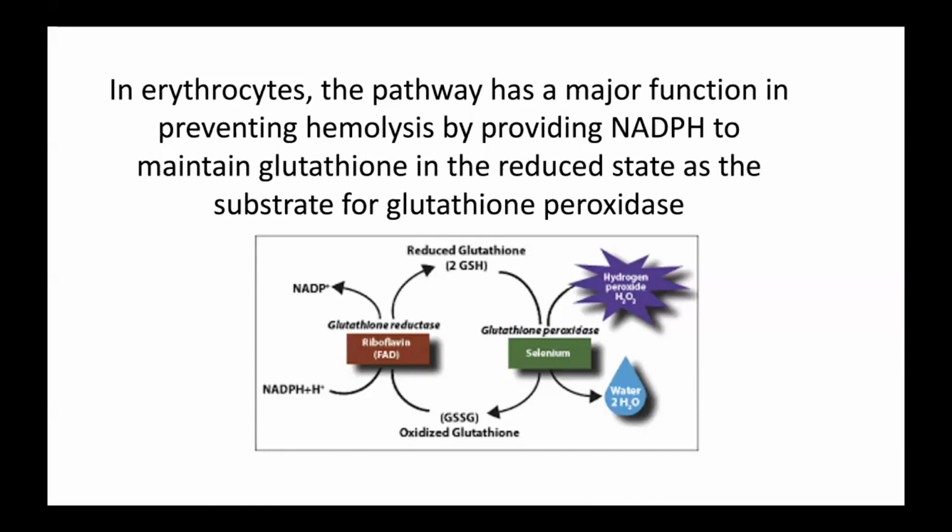So just hang with me for a couple more minutes. An hour and a half discussion, basically, compared to reading this from the textbook. Some of you will still probably be on page 3 or page 4. Okay. So in the erythrocytes, the pathway has a major function in preventing hemolysis by providing NADPH to maintain glutathione in the reduced state as a substrate for glutathione peroxidase.